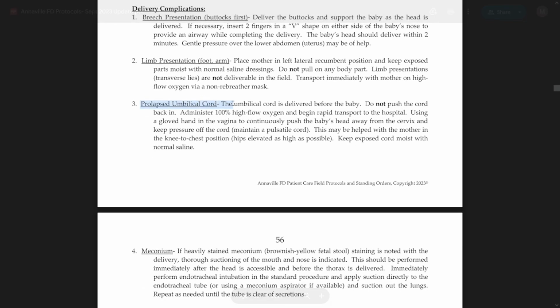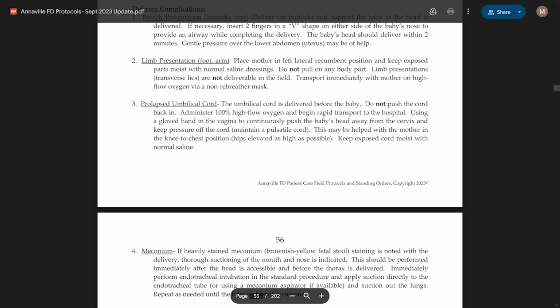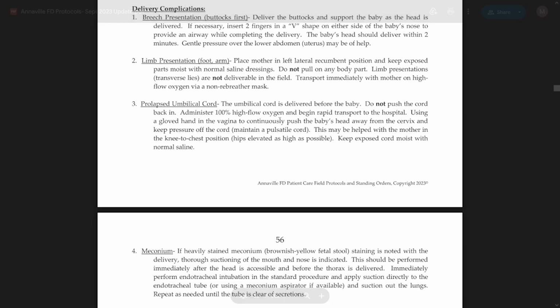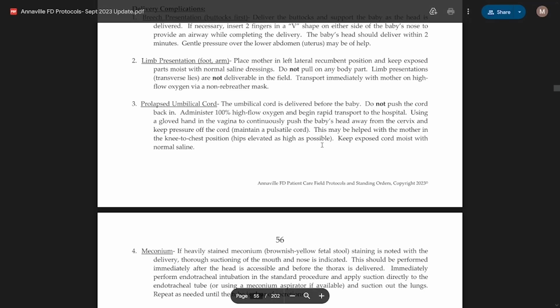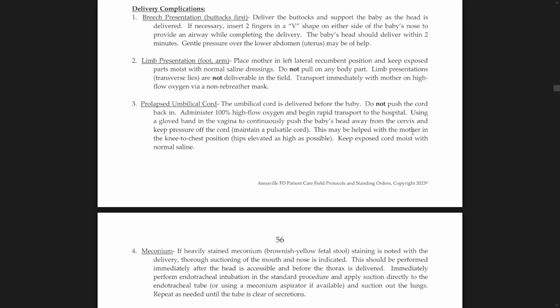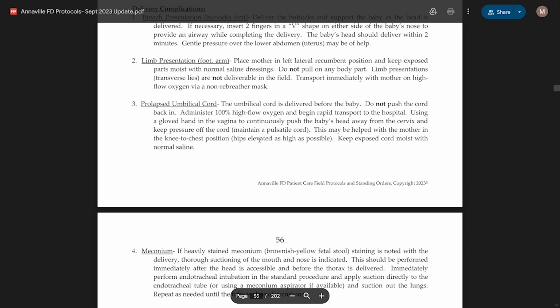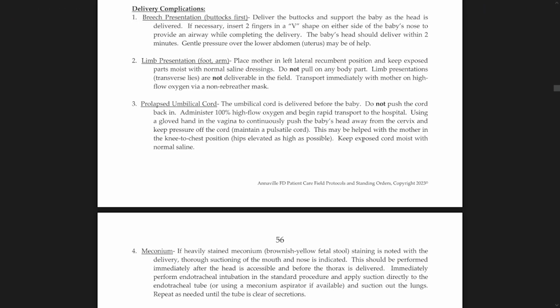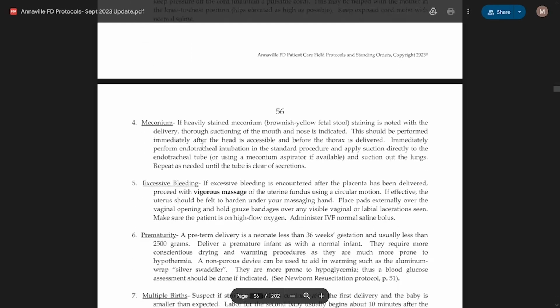Prolapsed umbilical cord. The umbilical cord is delivered before the baby. Do not push the cord back in. Administer high flow O2 and begin rapid transport. Using a gloved hand in the vagina, continuously push the baby's head away from the cervix to keep the pressure off the cord. This may be helped with the mother in the knee to chest position with hips elevated as high as possible. Keep an exposed cord moist with normal saline.